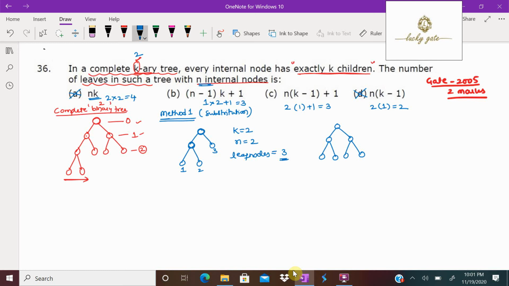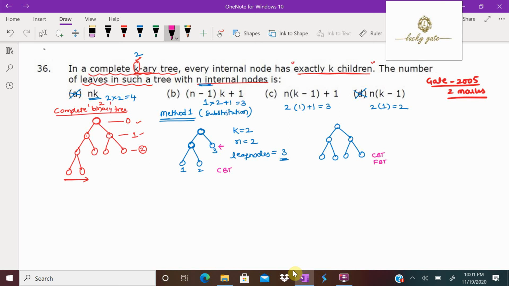So a full binary tree is always a complete binary tree. A complete binary tree need not be a full binary tree. Here I can call this a complete binary tree because all the levels are full except possibly the last level, and that too the nodes are filled from left to right. Here all the levels are full, so we call it a complete binary tree, and also a full binary tree because every level is full.